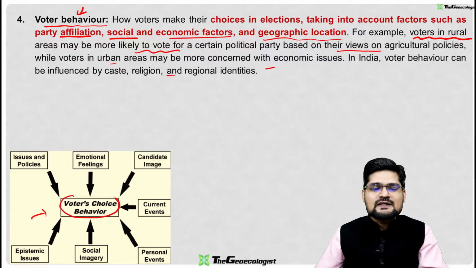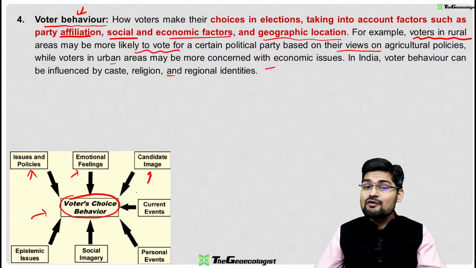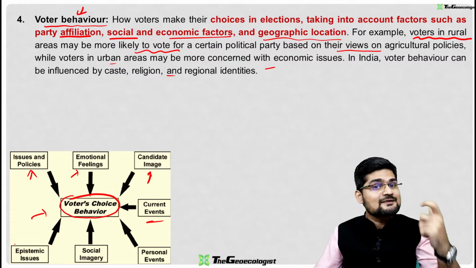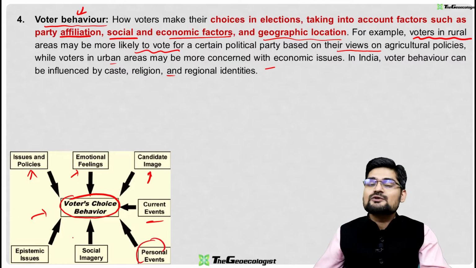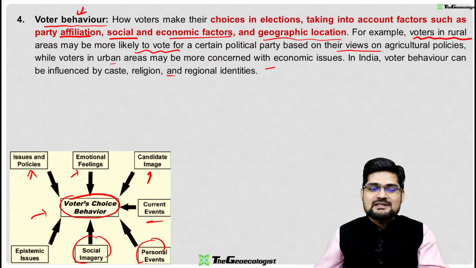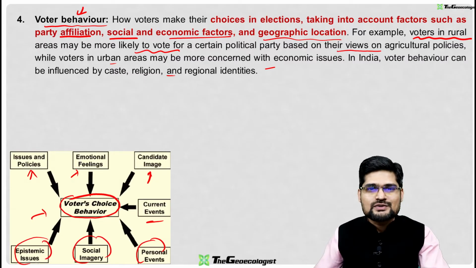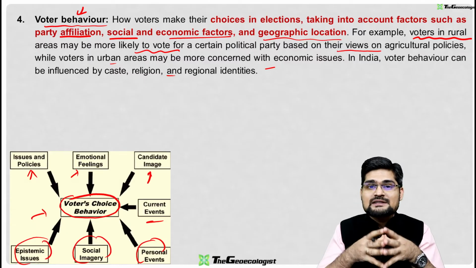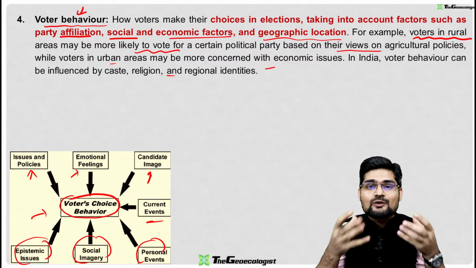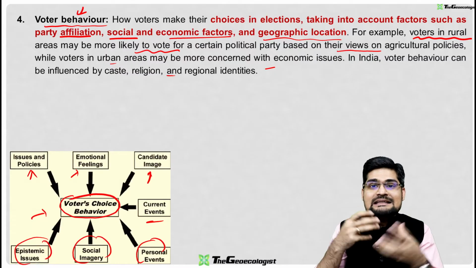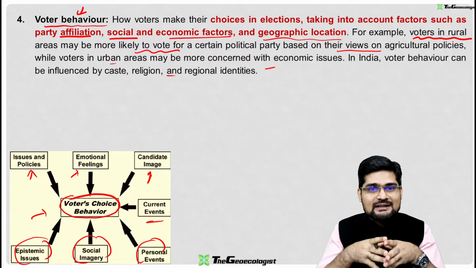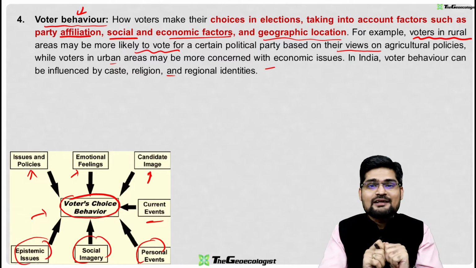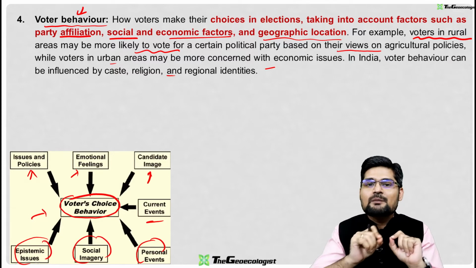So voters' choice behavior depends upon numerous factors. Some of them could be issue based, some could be emotion based, some could be the candidate's image, how good the candidate is. Then you can have a current event scenario, something happened and how was the response of your candidate. Then personal events could also trigger your voting pattern, social imagery, as well as the knowledge, the epistemic issues, that how knowledge is very important. It means if you have the knowledge about your candidate or not. Do you know the background of the candidate? Do you know what his thought is about the development of your own electoral district? These things matter a lot to understand the voter behavior or voting behavior pattern in space.